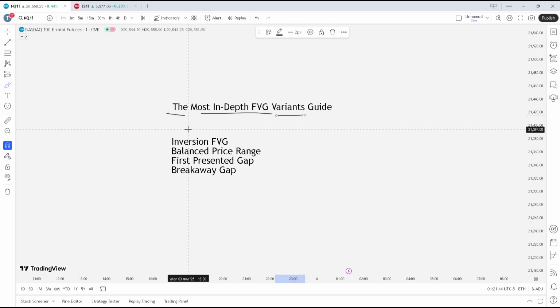And I mean, you guys already know the drill, right? We're going to be going through all of these, and then we're going to be going through how you can use them, how you can place a trade off with them, and just any other kind of detail that I keep in mind when I'm actually using these concepts. So let's just get straight into the first one, the inversion fair value gap.